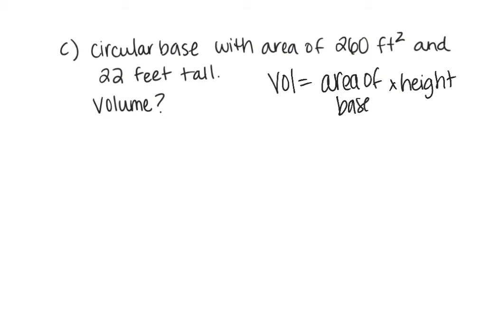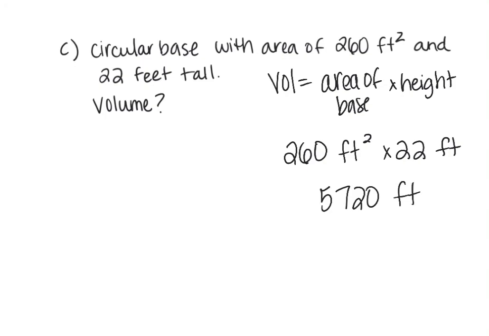So the other formula, the length times width times height, we're really doing the same thing, except this time it's circular, so we can't do length times width, but we can do the area of the base. And so here we have 260, and it's already a square foot. And then when you multiply that by 22 feet tall, you need to multiply 260 by 22, and you'll get 5,720. And when we look at how many feet we have, those square feet and then one more, and so that's looking at cubic feet.